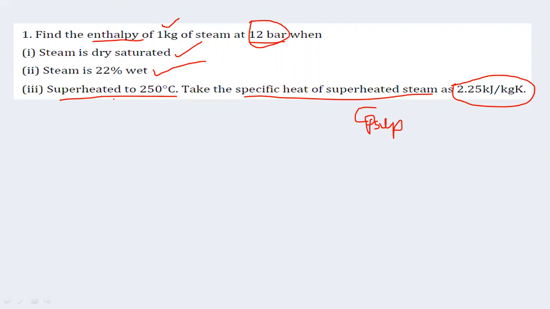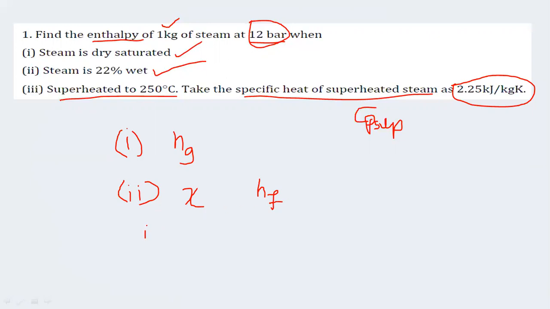So for all 3 cases, we need to find out the enthalpy. If it is dry saturated, we have already discussed the symbols and subscripts. Specific enthalpy h, and if it is dry saturated, then the subscript is hg. This we need to find out. In the second case, it is 22% wet, meaning there is some dryness fraction. We have to find out that dryness fraction, x, and then we need to find out the enthalpy of this mixture, that is the wet steam, h suffix f, or h suffix w also. So this is hfg.